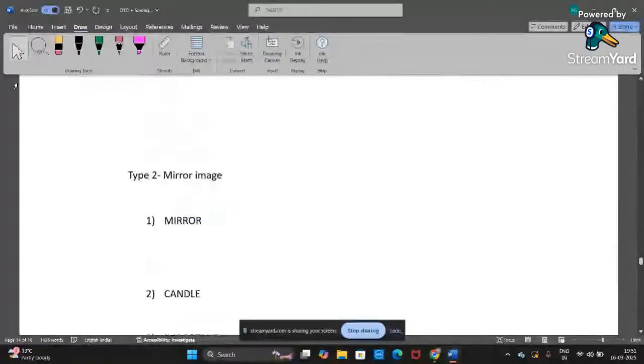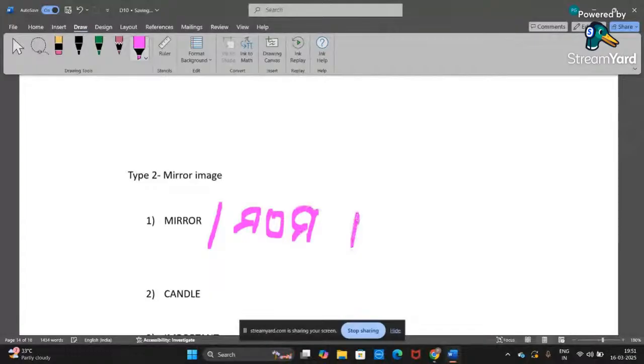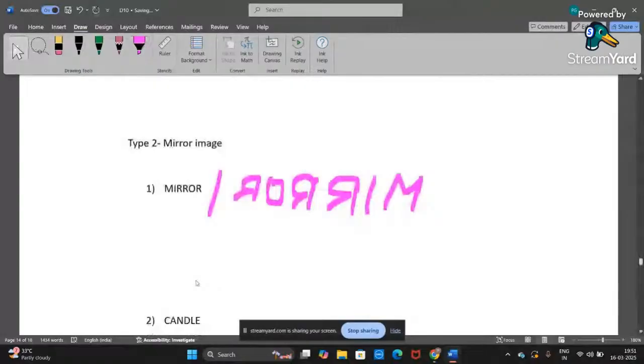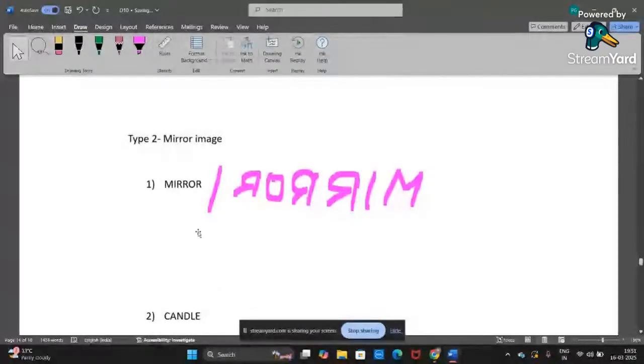See, for the word mirror, if the mirror is placed here, then what will be the mirror image of this? The R will be like this, and O will be like this. Again, the R will be like this. Again, the R will be like this. I will be like this, and M will be like this. Right? Is it clear why I'm writing it like this? If the mirror is placed here, then the image will be like this.